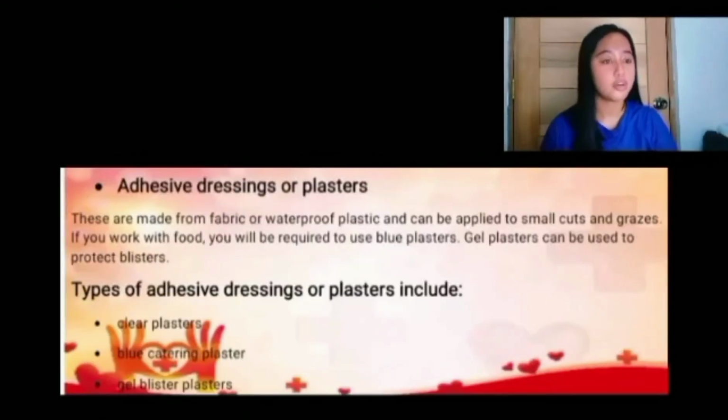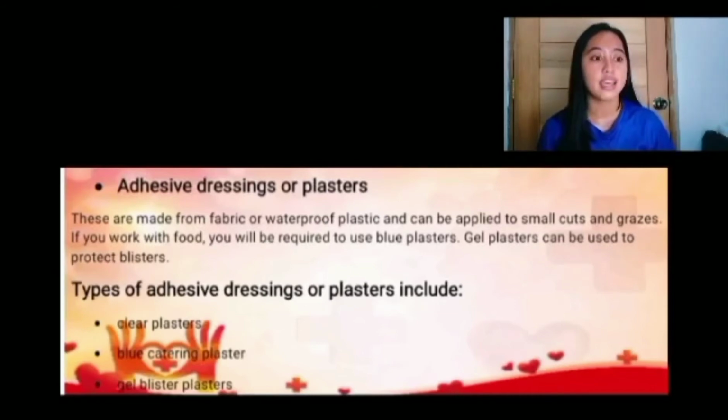Adhesive dressing or plasters. These are made from fabric or waterproof plastic and can be applied to small cuts and grazes. If you work with food, you will be required to use blue plasters. Gel plasters can be used to protect blisters. Types of adhesive dressing or plasters include clean plasters, blue catering plaster, gel blister plasters.